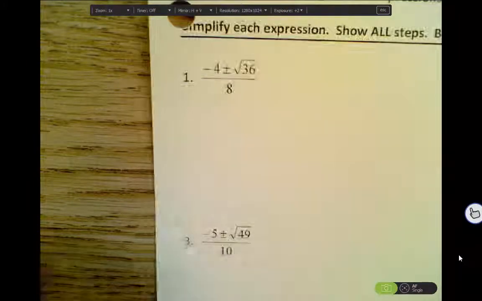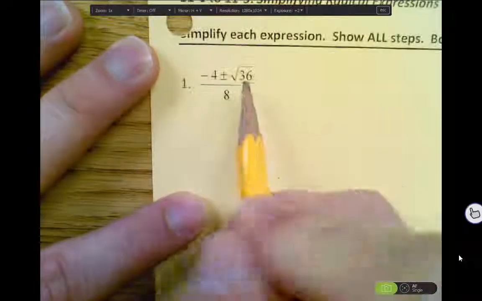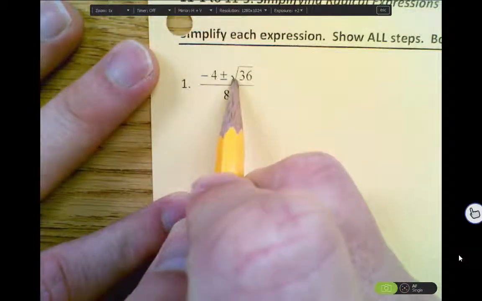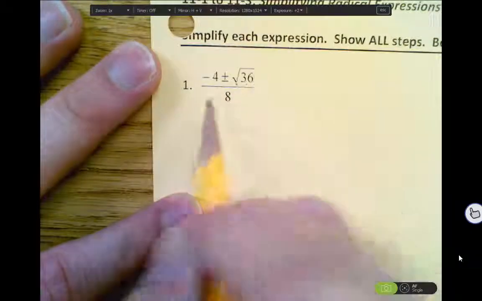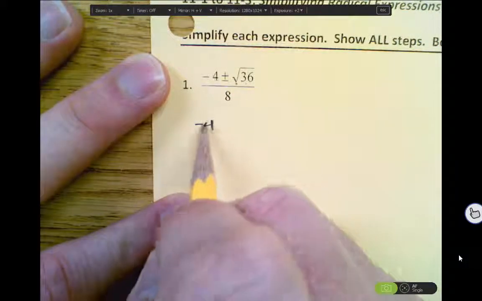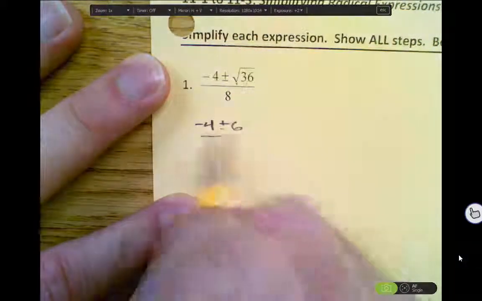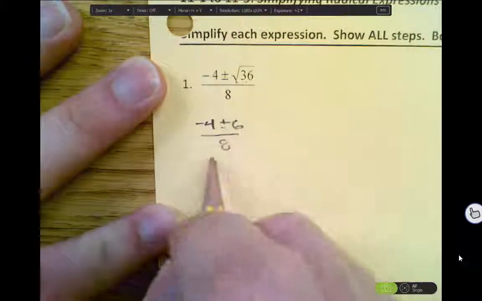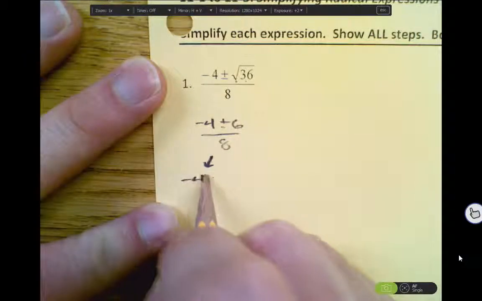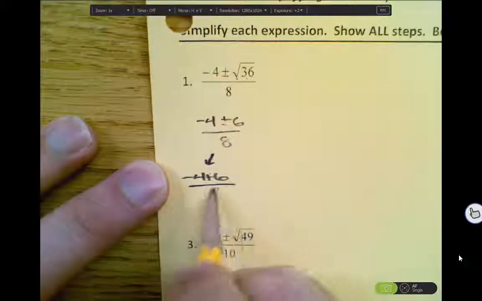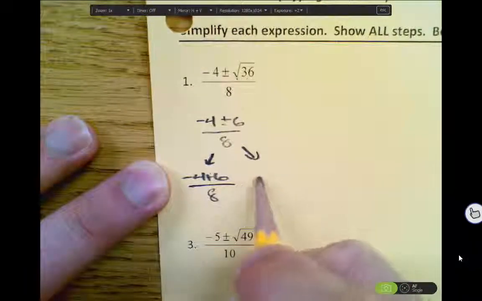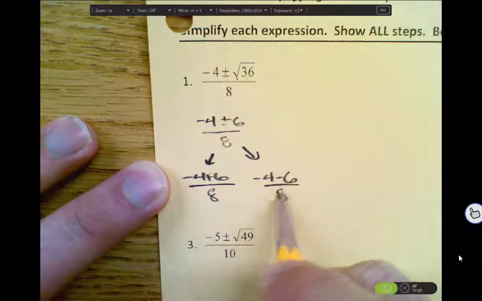Okay, homework help here. So for the assignment, what we're going to do is practice more of the same. We're going to focus on the radical first. The square root of 36 is going to be 6, so we have -4 plus or minus 6 divided by 8. There are two math problems. One is going to be -4 plus 6 divided by 8. The other problem is going to be -4 minus 6 divided by 8.